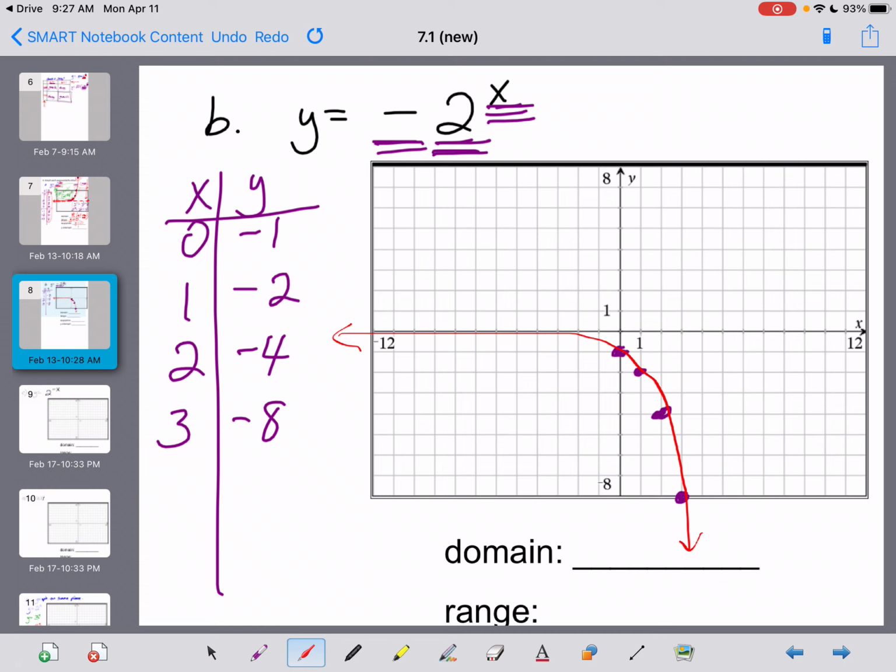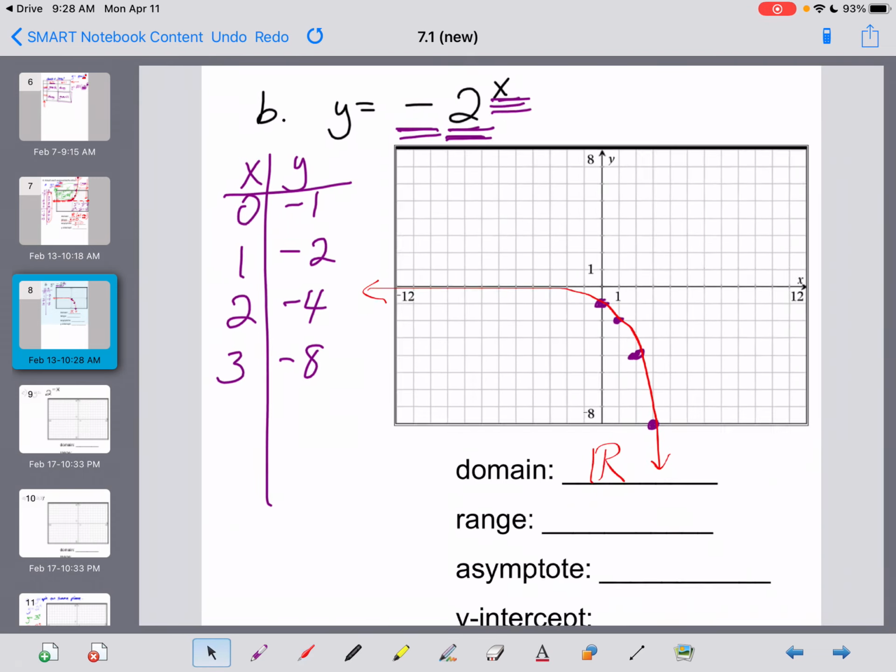So this one's actually a decay problem. It's going downward from there. Let's answer these 4 questions here. Domain, what x values can you put in? How far does this graph go from left to right? Again, there's no limit to this thing horizontally, so your domain is still going to be all real numbers.